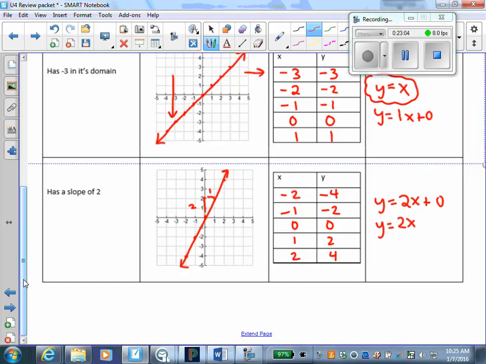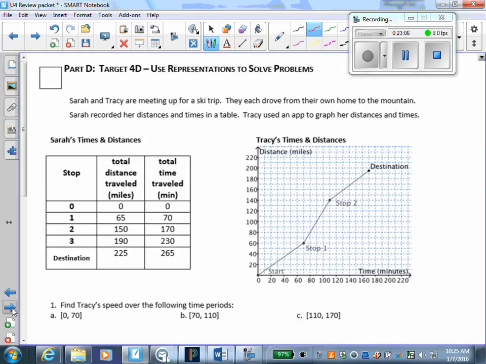Okay, the last page. Sarah and Tracy are meeting up for a ski trip. They each drove from their own home to the mountain. Sarah recorded her distances and times in a table. Tracy used an app to graph her distances and times. All right, so we've got the table and the graph. Number 1 says find Tracy's speed over the following time periods.